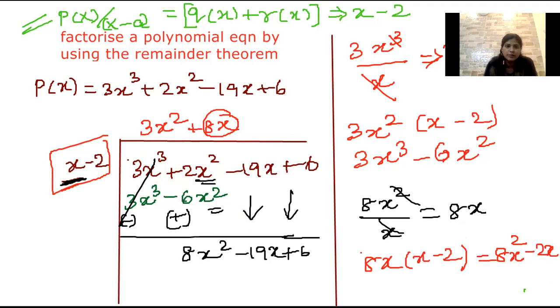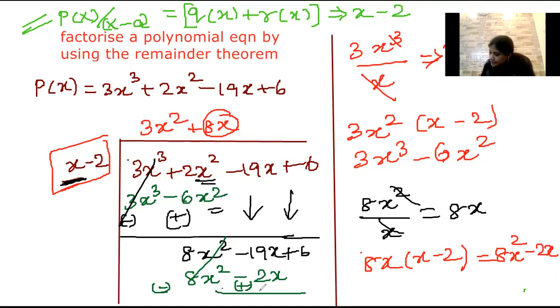So after multiplying, I got the result as 8x square minus 2x... wait, let me restate: 8x times x minus 2 is nothing but 8x square minus 16x. Again, I have to change the sign to deduce the expression. If I do that, this 8x square and 8x square will get cancelled. This minus 19x plus 2x will become 17x. Am I correct? Let me check it.